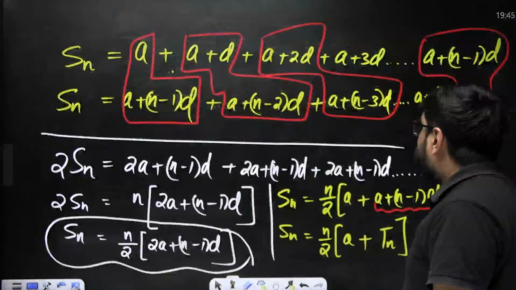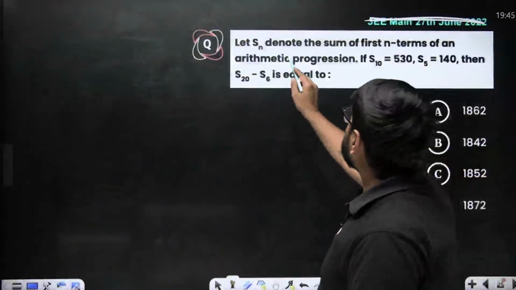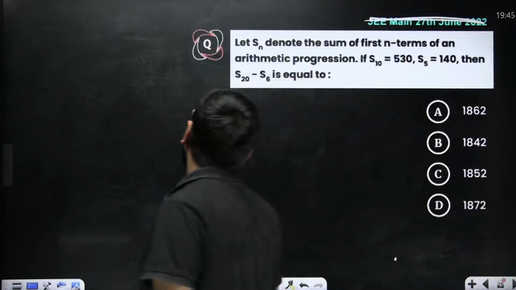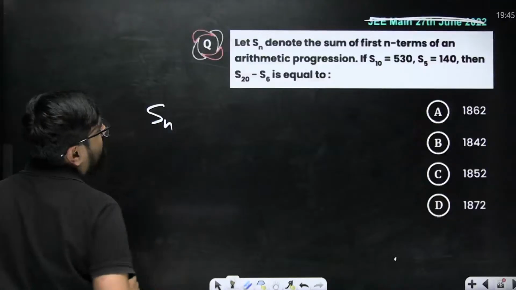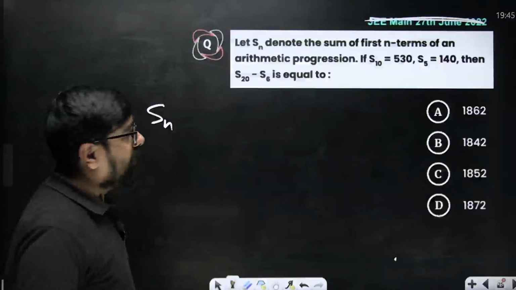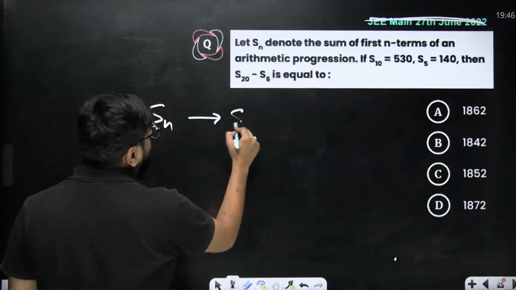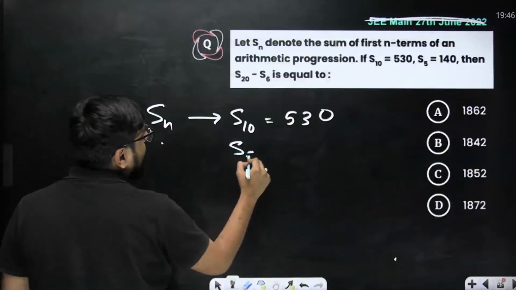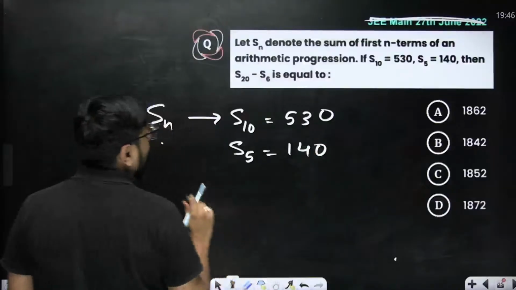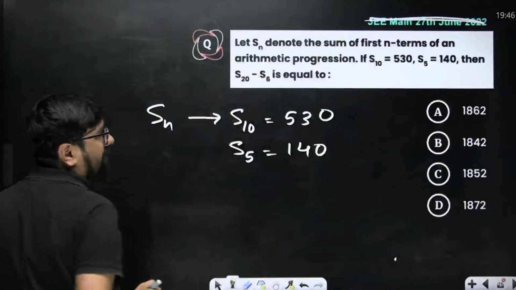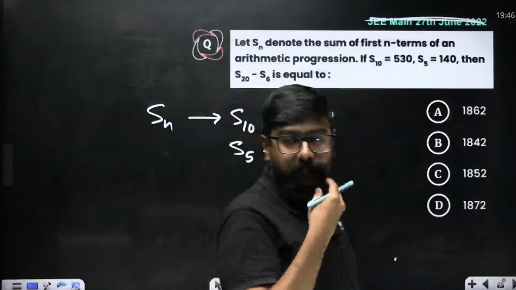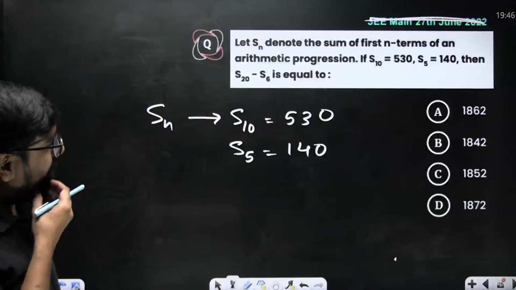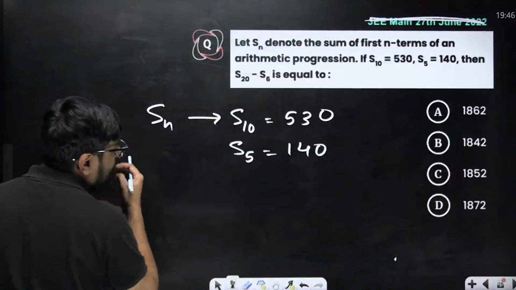Right now, okay, it is saying Sn denotes the sum of first n terms of an arithmetic progression, and it is saying that the sum of 10 terms is equal to 530, and the sum of 5 terms is equal to 140. Okay, it's just equation solving. Can you find S20 minus S6 for me? Yeah, Shreyansh, can you find S20 minus S6 for me quickly?